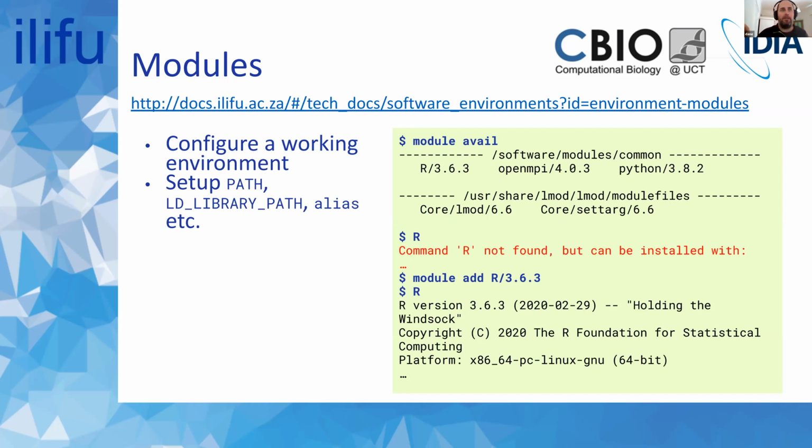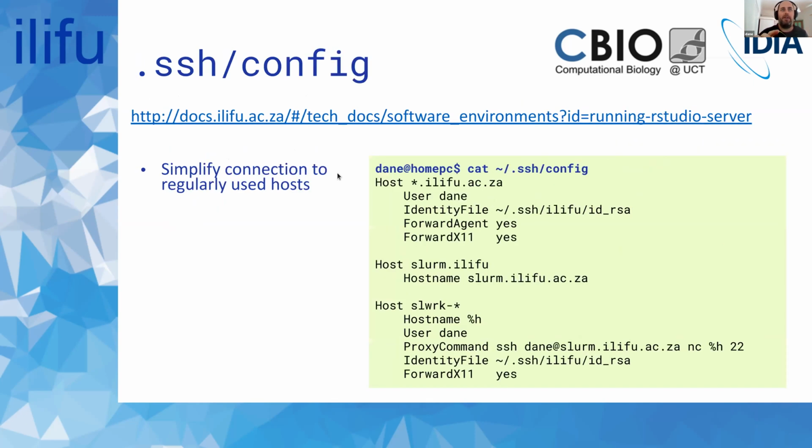And the other thing I want to first talk about before I get on to actually using R is modifying your SSH config. This is mainly just a useful way of simplifying your connection to the cluster so you don't have to write in a long command. So here, this is an example of what I've got in my own file. And the important line is here, host slurm.ilifu.